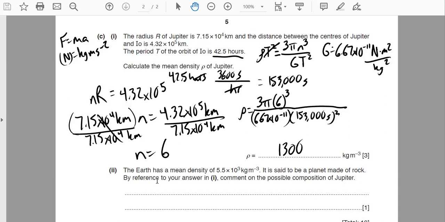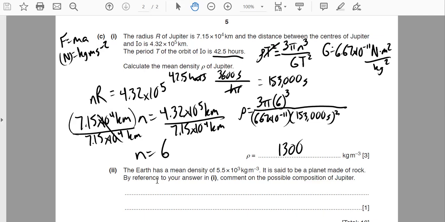The last part of this question, the final mark, reads, the Earth has a mean density of 5.5 by 10 to the 3. So instead of 1,300 for Jupiter, it's 5,500 for Earth. It is said to be a planet made of rock. Wouldn't you know that's what's said of the planet Earth? I can look outside my classroom window and visually confirm that. Yep, I see rocks on the ground. We are on planet Earth and it is a rocky planet.